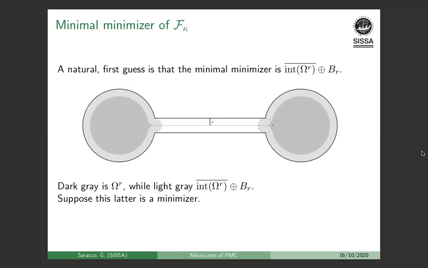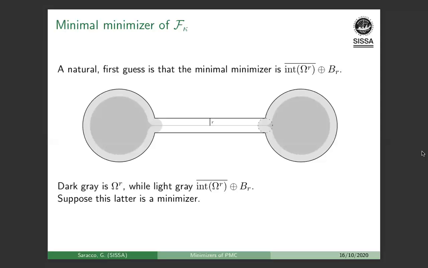So since you have uniqueness when omega coincides with the closure of the interior, well, it's reasonable to think that your minimal minimizer is given by the closure of the interior, Minkowski sum with the ball of radius r, with the same r, which is the inverse of the constant you prescribed.